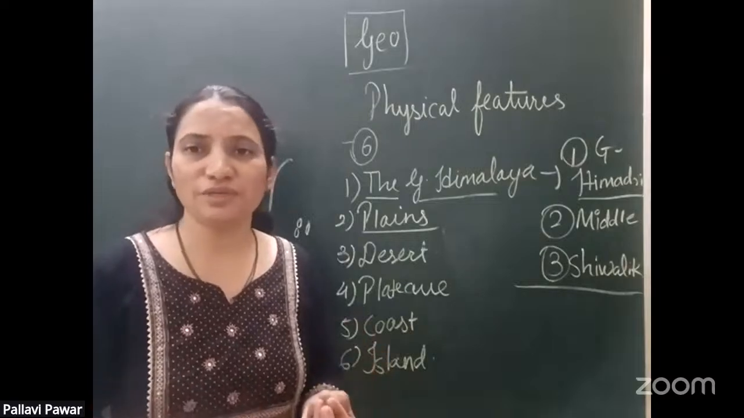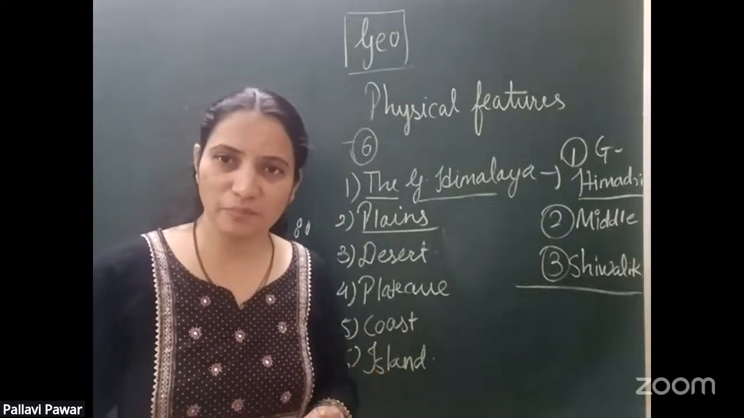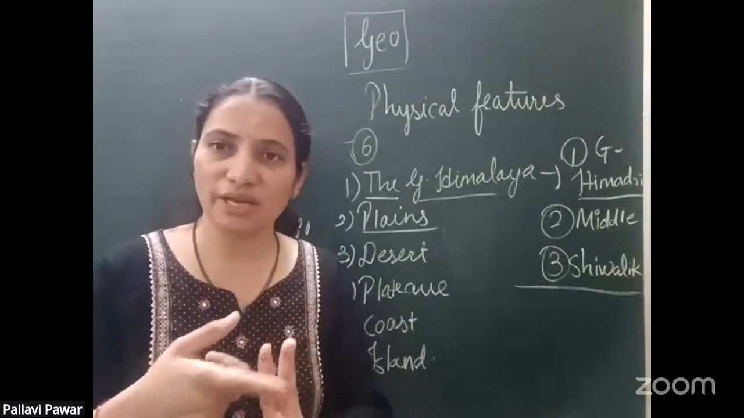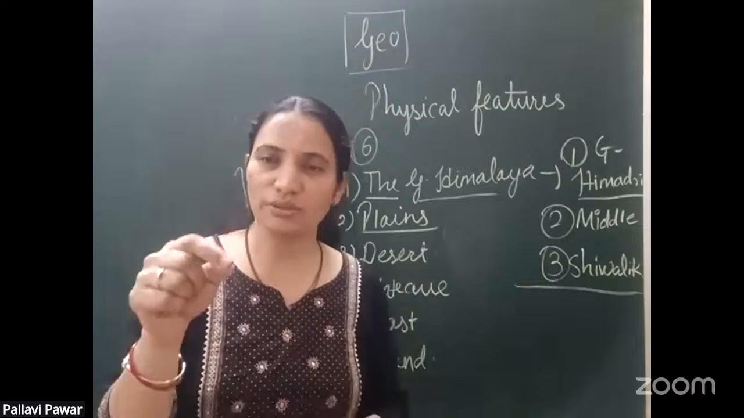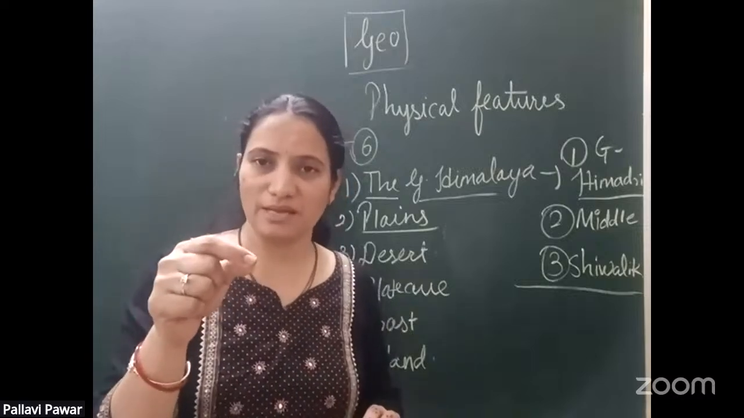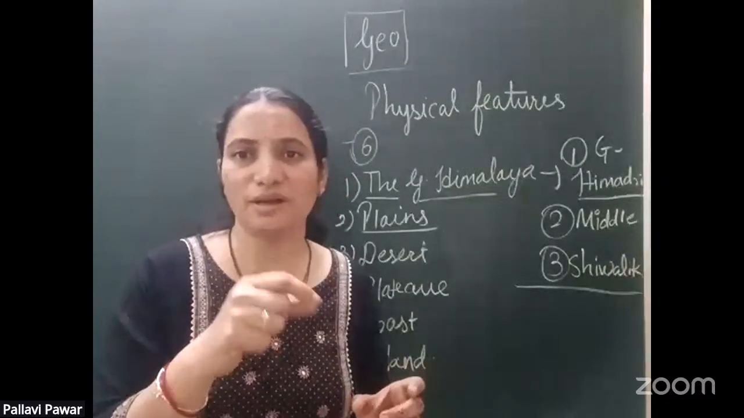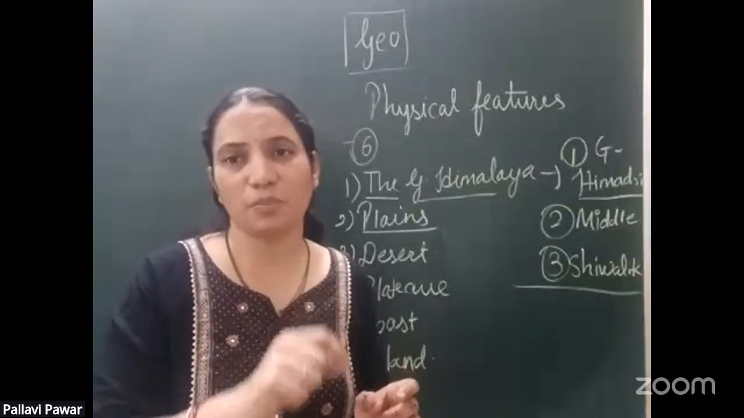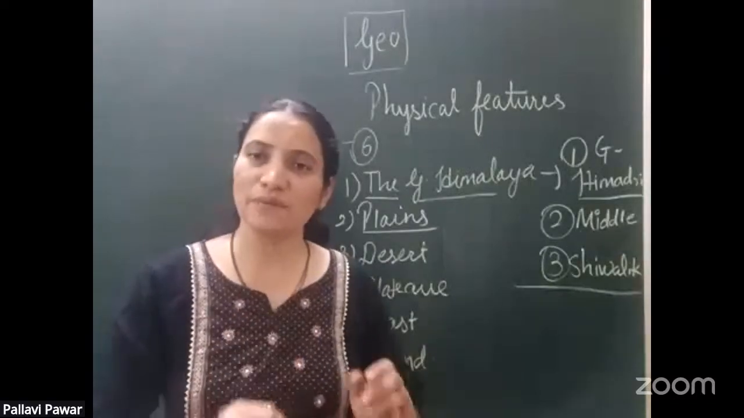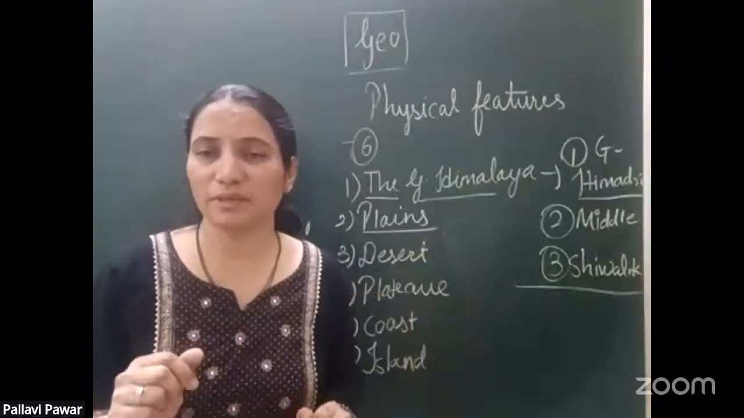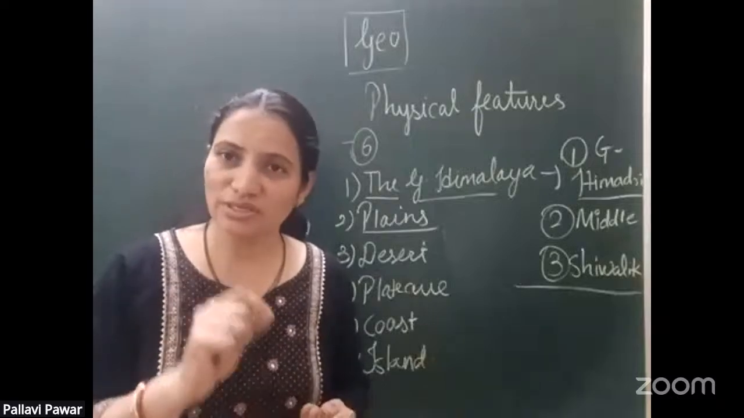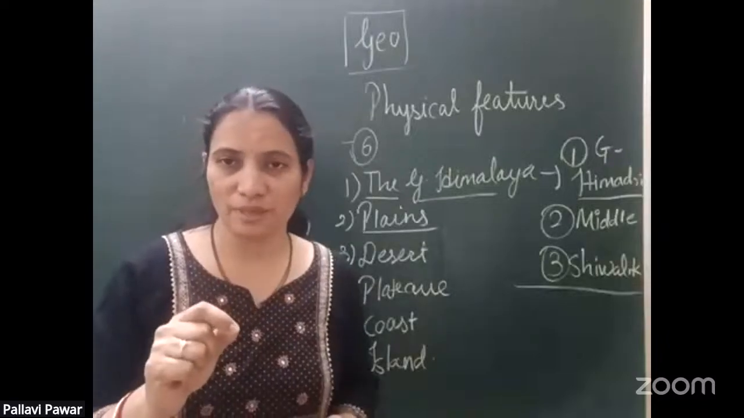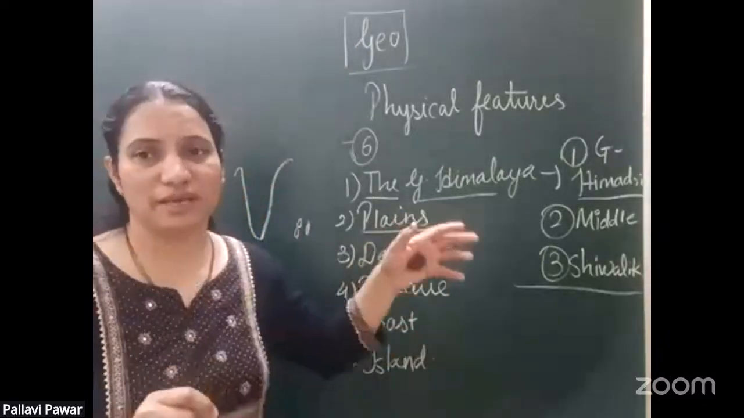Actually, many of the rivers, like Ganga and Yamuna, have two glaciers here: Gangotri and Yamunotri. The Gangotri glacier feeds water to the river Ganga, and the Yamunotri glacier feeds water to the river Yamuna. Other than these, the rivers are tributaries. These rivers get water from these glaciers, and that is why they never get dry.